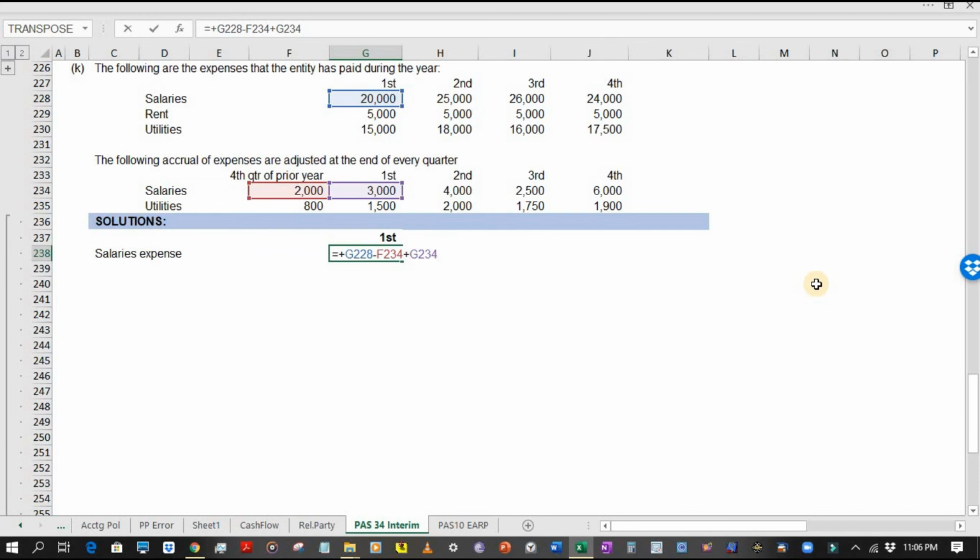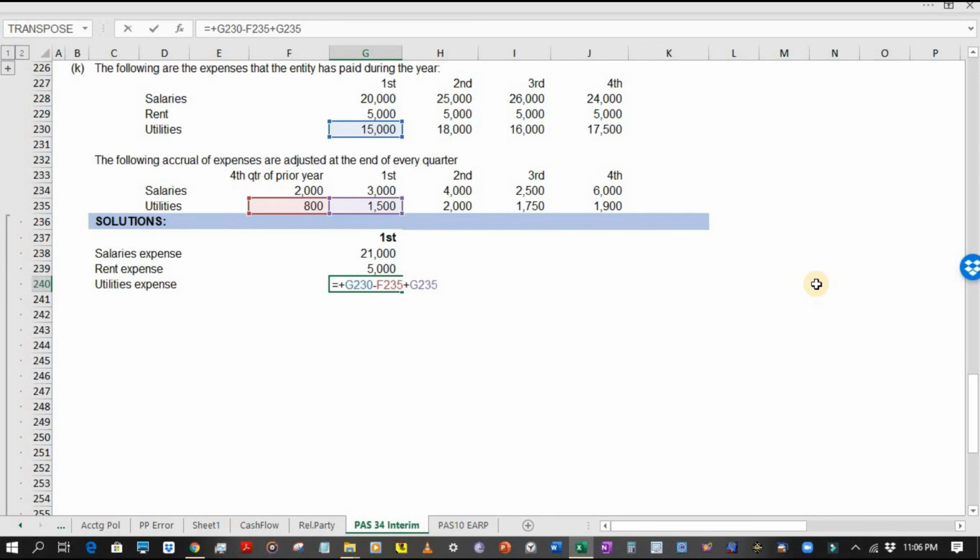because the 2,000 pesos is the ending balance of the salaries payable as of the fourth quarter of the prior year. However, for rent, since there is no accrual of rent, the amount of rent paid during the first quarter shall also be the amount of rent expense that will appear in the income statement for the first quarter. But for utilities, it is the same procedure as in the computation of salaries expense. That will be 15,700 pesos, computed as 15,000 pesos plus 1,500 less 800 pesos, which is the beginning utilities payable.